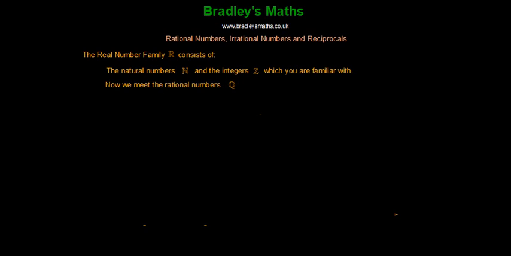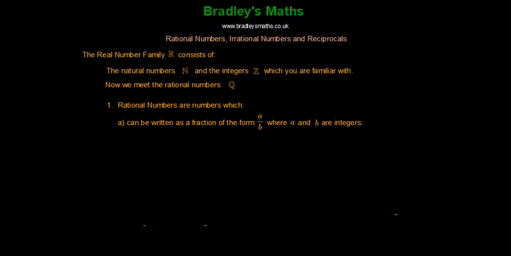And the quotients we describe as rational numbers. A rational number or a quotient is a number that can be expressed as a fraction with an integer in the numerator, which is the top number, and an integer in the denominator, which is the bottom number. So, rational numbers can be written as a fraction in the form a over b, where a and b are integers.